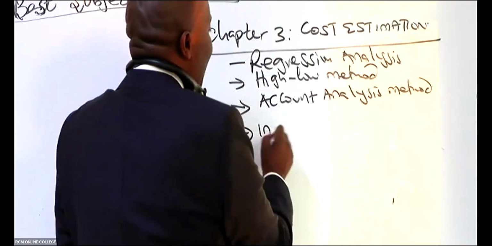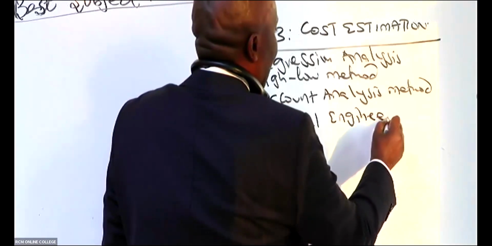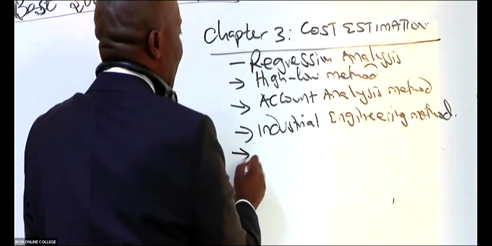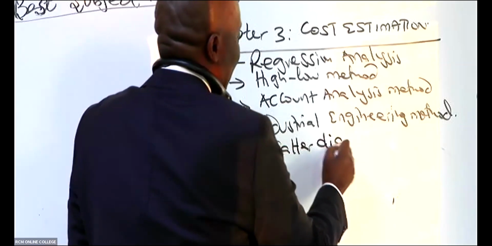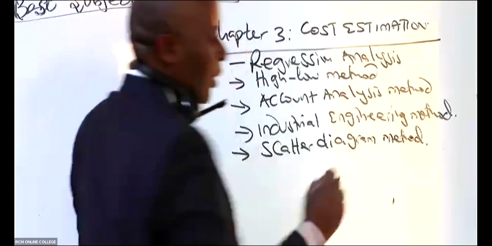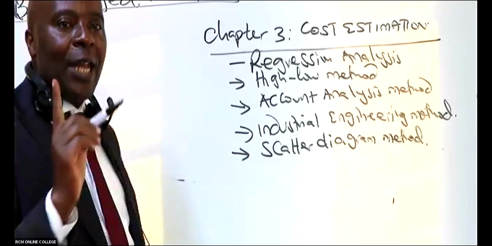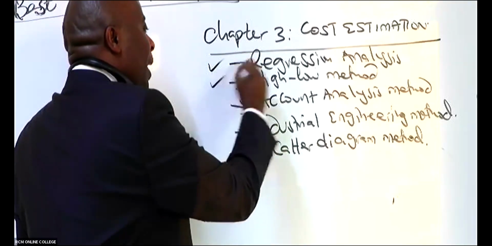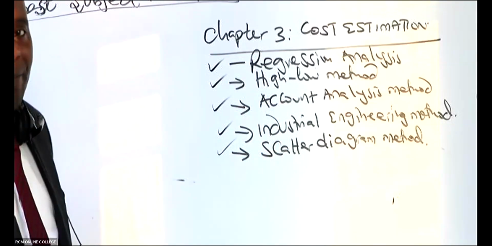Number 4, we have the industrial engineering method. And then number 5, we have the famous scatter diagram method. By the end of this session, all of us shall be very good in analyzing each one of the following.